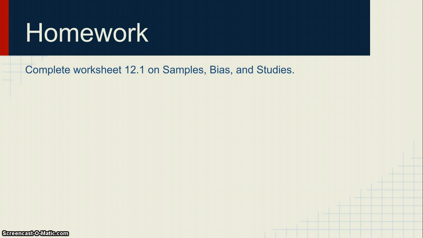So complete the worksheet 12.1, samples, bias, and studies. You're going to have questions where they basically are going to give you a type of sample, and you have to identify what type of sample it is based on the 5 options we've got. I'm going to give you some studies, and you're going to tell me if they're biased or not and why. And then I'm also going to give you some studies, and you have to tell me which type of study it is. Is it a survey, observational, or experimental? Okay.